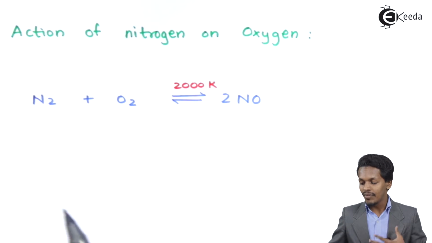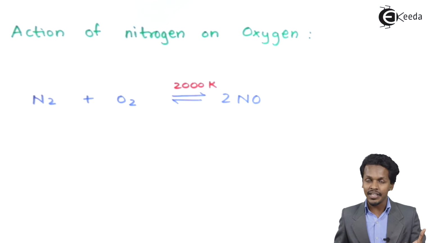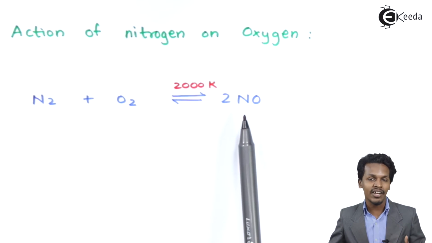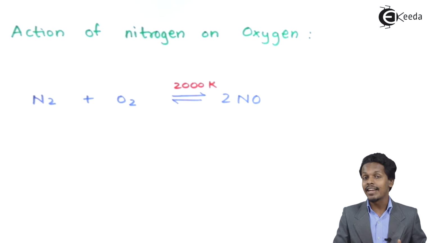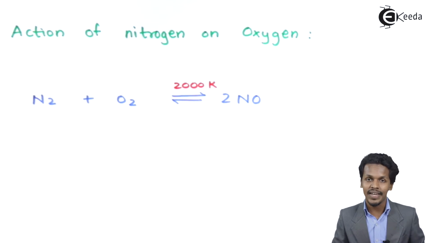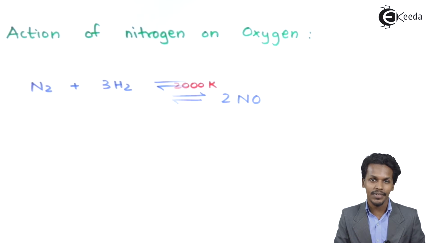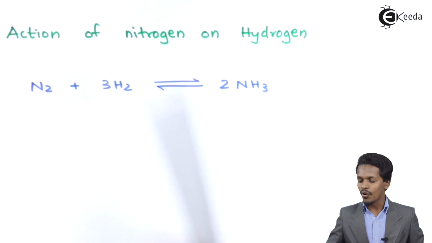So we have to provide a high temperature with higher critical conditions, and only then can we obtain nitric oxide, that is NO. Therefore this was the reaction where we can obtain nitric oxide from nitrogen by doing the oxidation reaction on it. So this was one of the reactions, and now let me talk about the next chemical property. The next is the action of nitrogen on hydrogen.